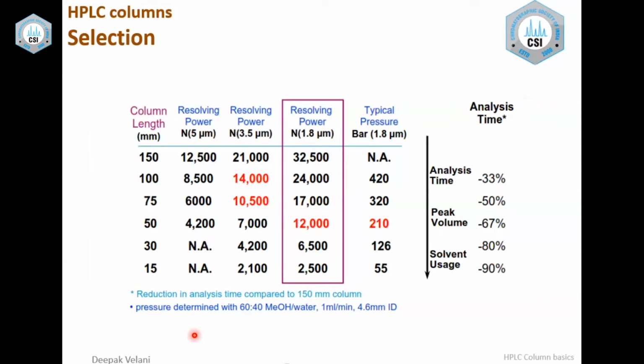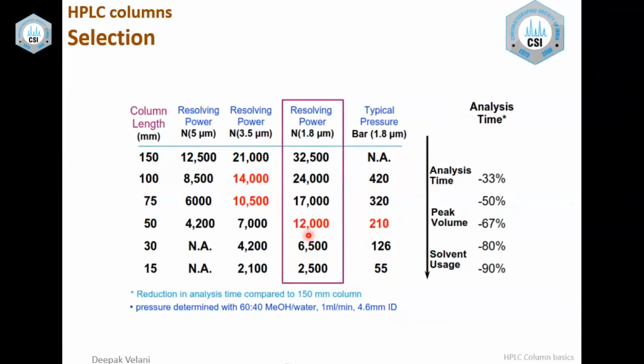How this can affect the resolution or overall efficiency of the chromatography is shown over here. You can see a 150 mm column with 5 micron particles has theoretical plates of 12,500. With 3.5 micron, it is almost doubling, and with a 1.8 or sub-2 micron column, it is going further, almost 1.5 times. So basically, we can say that as we reduce the particle size, efficiency increases. You can see that a 100 mm column of 3.5 micron gives you efficiency better than the 150 mm of 5 micron.